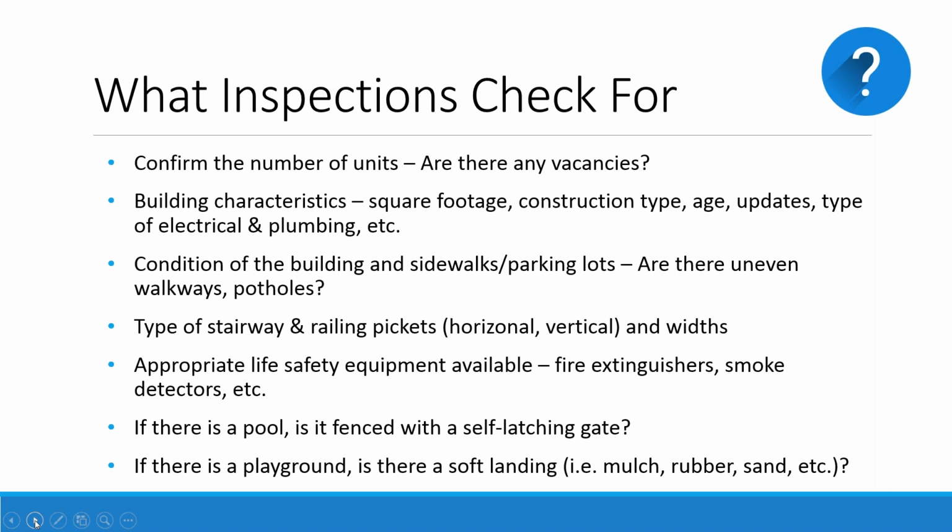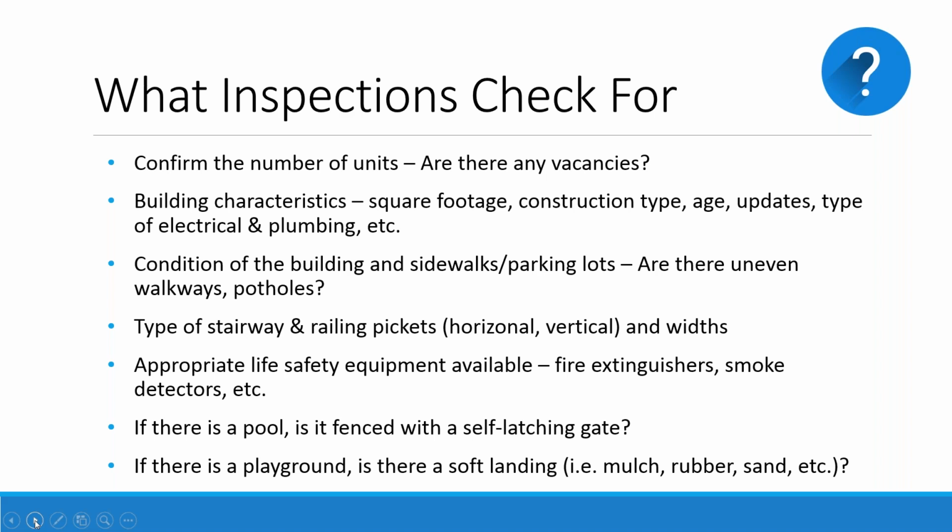And then we want to look at the type of stairways and railing pickets, whether they're horizontal or vertical, and the width with those ones. If a building has horizontal railings, most carriers aren't going to want to accept that, because if you think about it, it acts like a little step ladder. So picture a toddler deciding to climb up on the top, and then what's going to happen when they get to the top? They're going to fall one way or the other. They're either going to fall down a couple stories, or fall back onto the patio. So those tend to be prohibited with most markets.